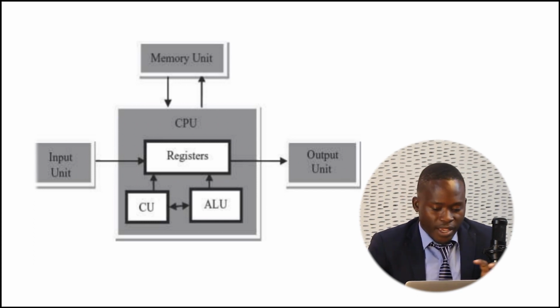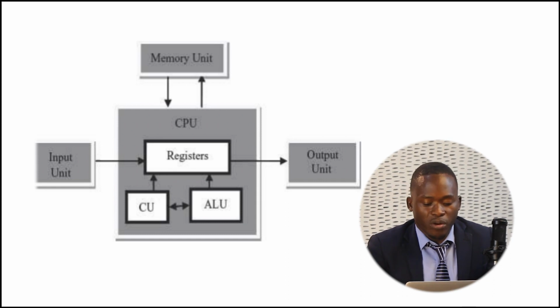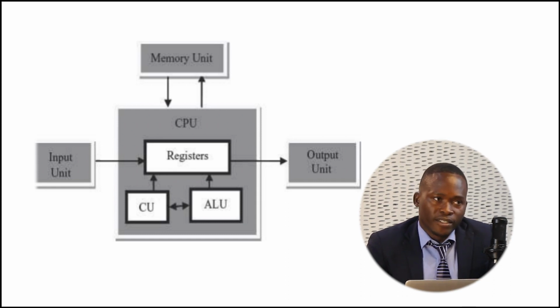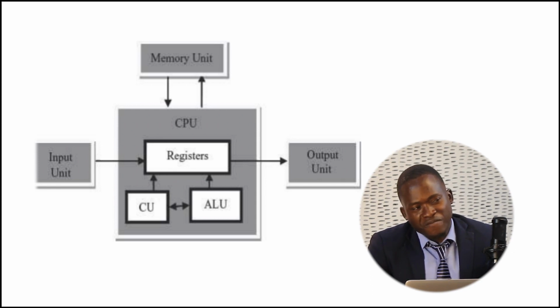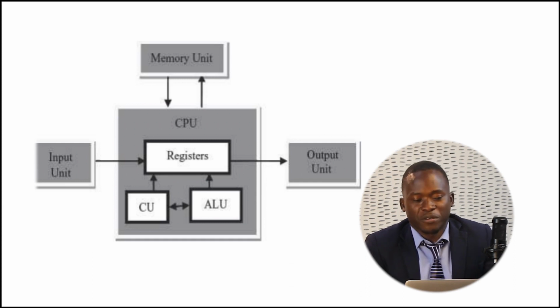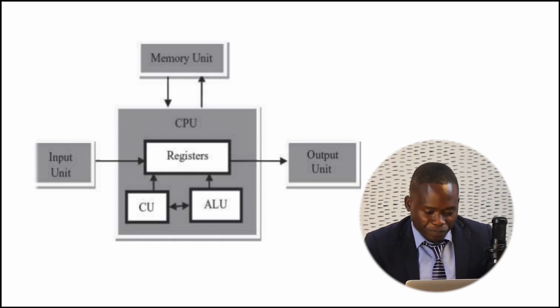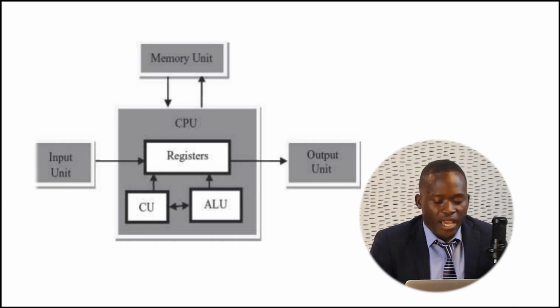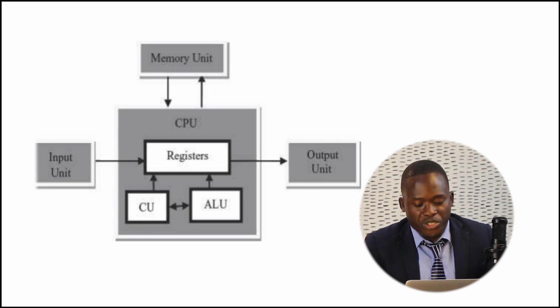Inside the CPU we have what we call registers. Registers are expensive but very small, and they are mostly the main part of the computer. From registers we have the input unit, we also have the output unit.